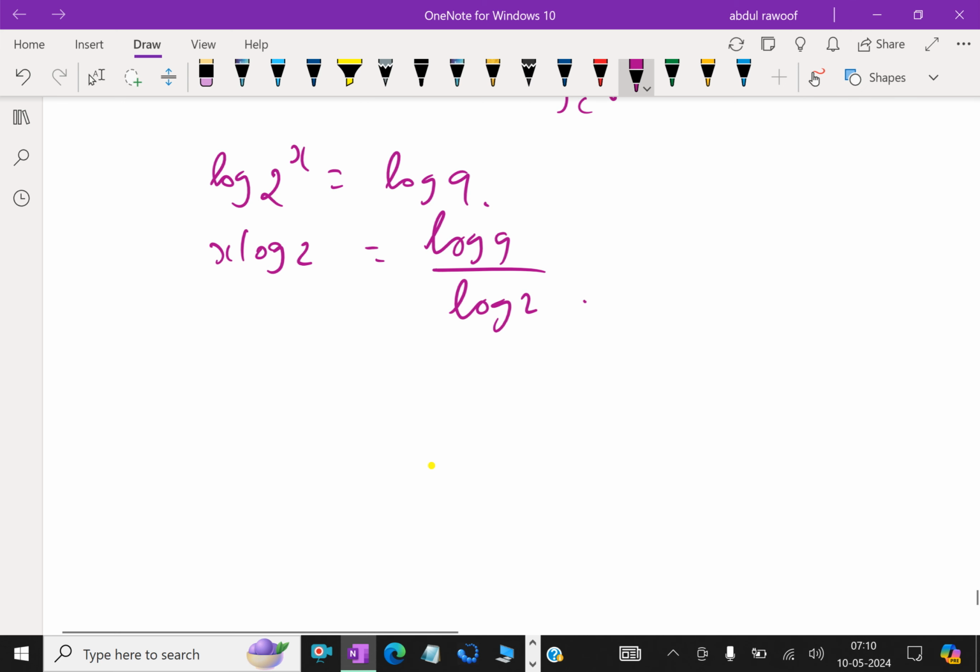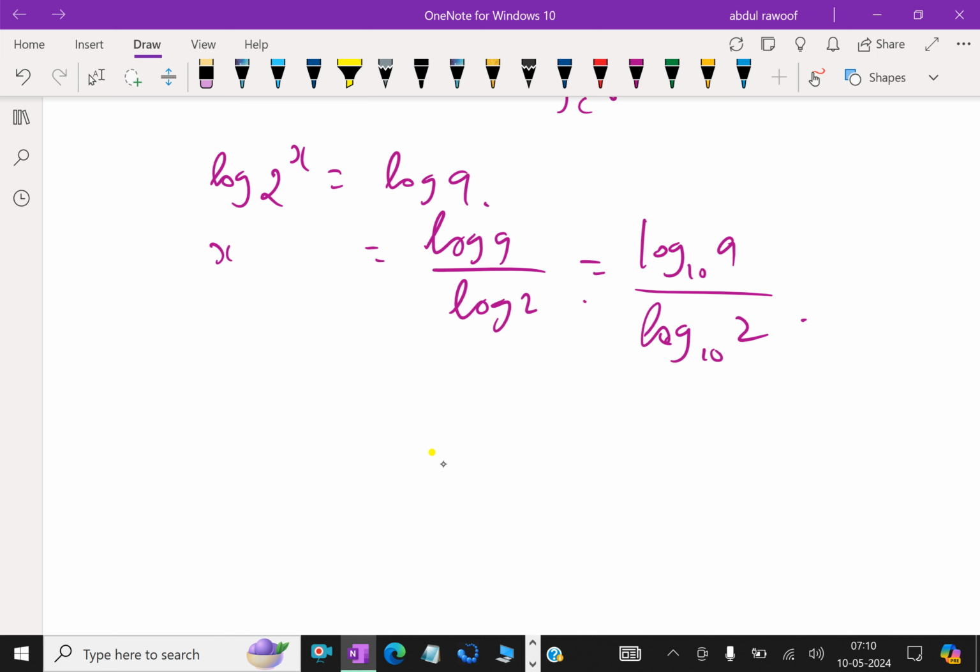So here we are using log, meaning consider this base 10, which is hidden here, but it's base 10. So we can write this also as log base 10 of 9 over log base 10 of 2. Both are the same meaning. Therefore, x equals log 9 over log 2.